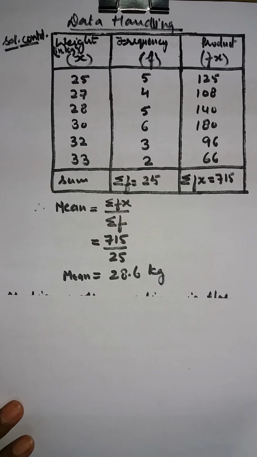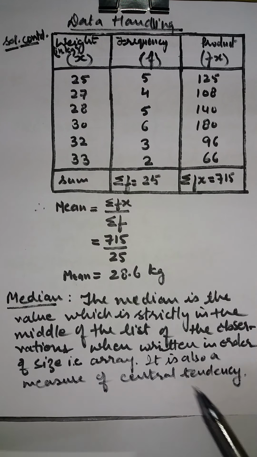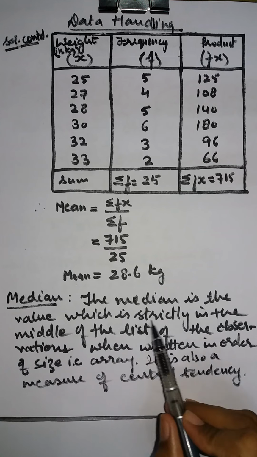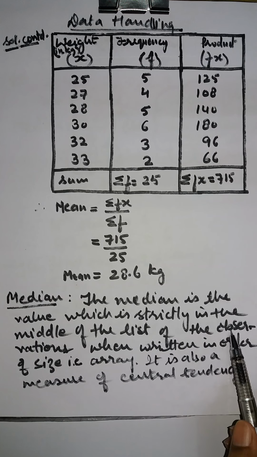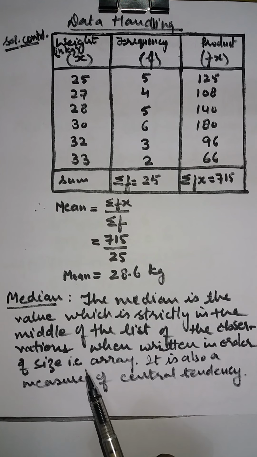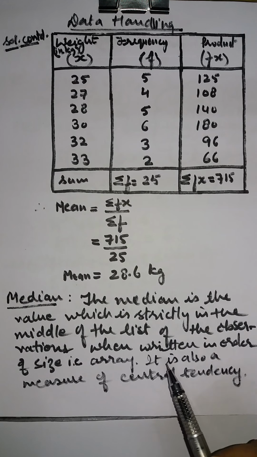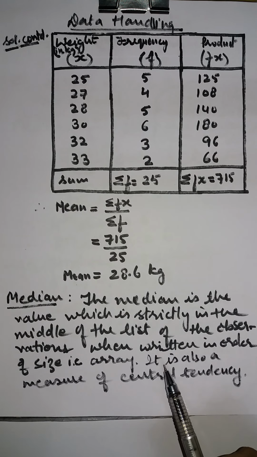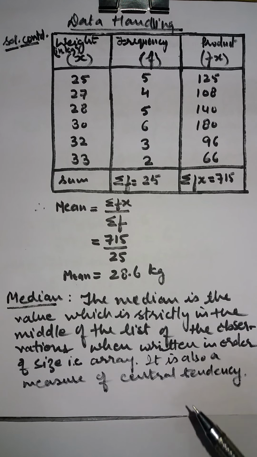Now what is median? The median is the value which is strictly in the middle of the list of the observations when written in the order of size, that is, an array. It means we can arrange the data in ascending or in descending order, and then we find which is strictly in the middle of that list. So it is also a measure of central tendency.